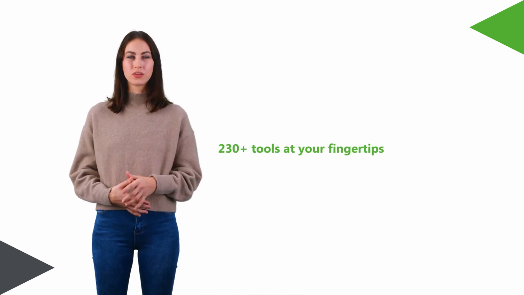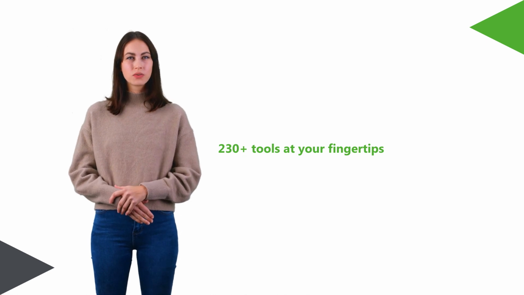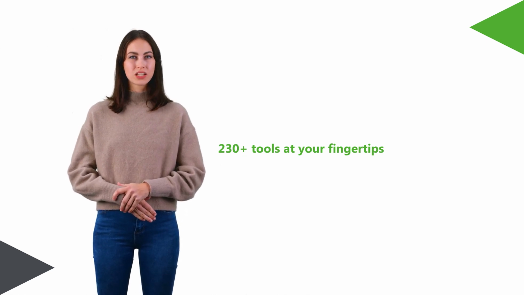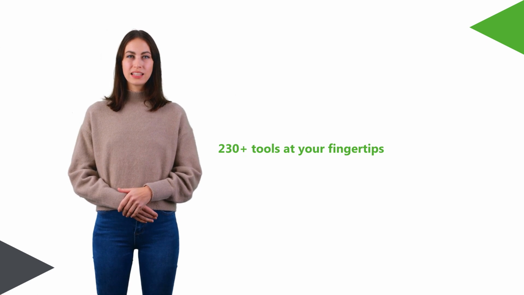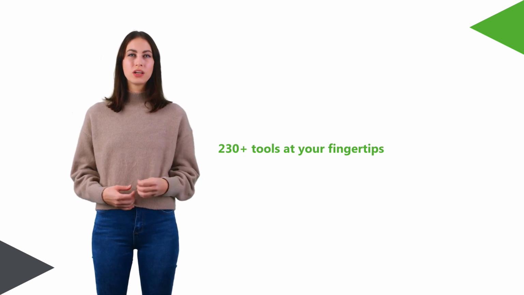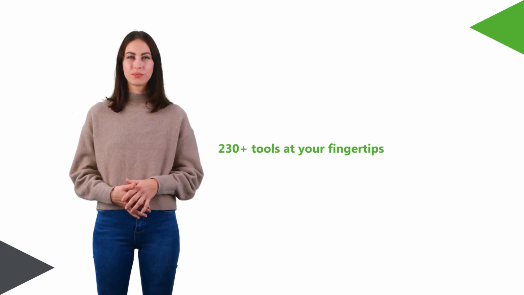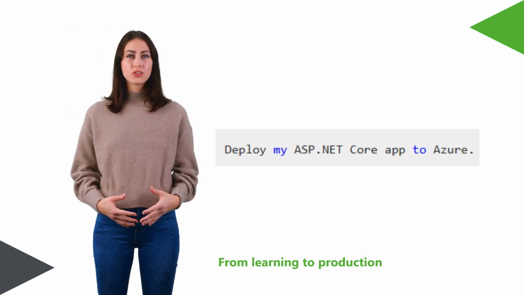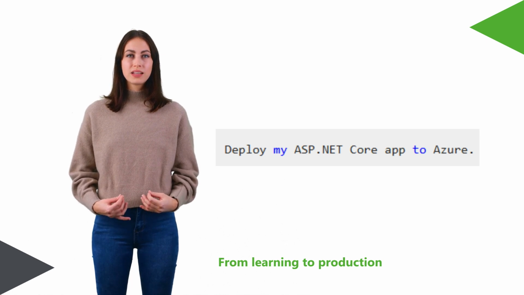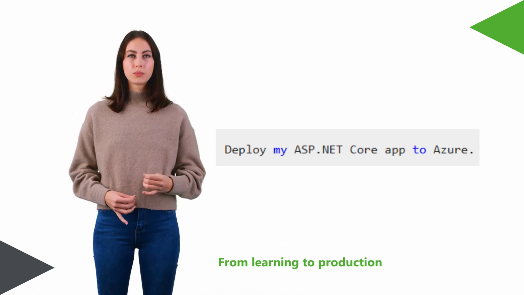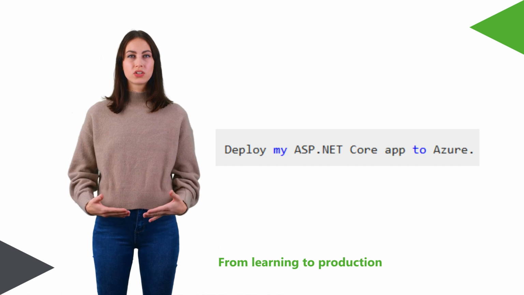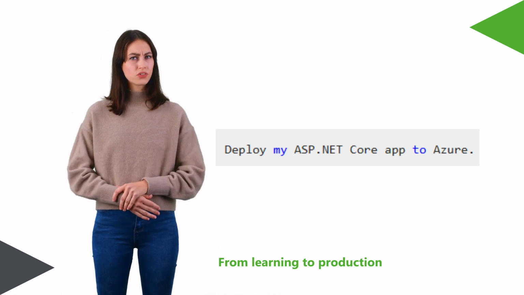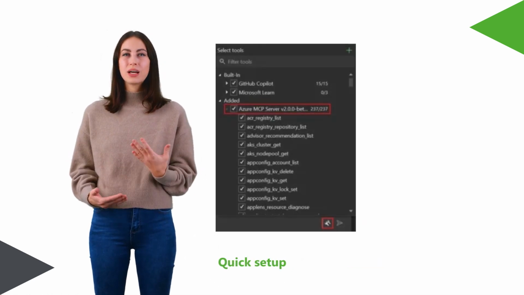230 plus tools at your fingertips. Access over 230 tools across 45 Azure services directly within GitHub Copilot Chat, supporting your entire development lifecycle. From learning to production. Ask questions about Azure services, get architecture recommendations, configure apps, deploy resources, and troubleshoot issues, all without leaving Visual Studio.